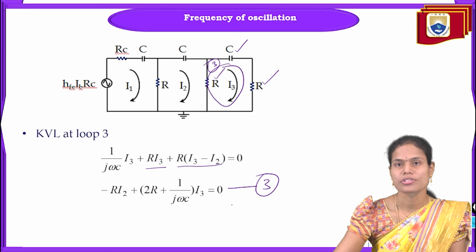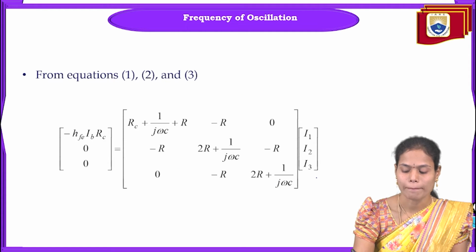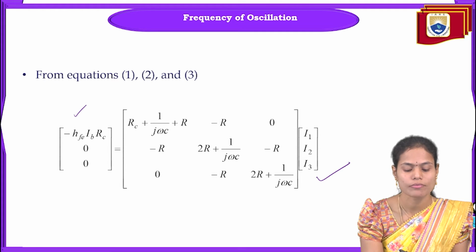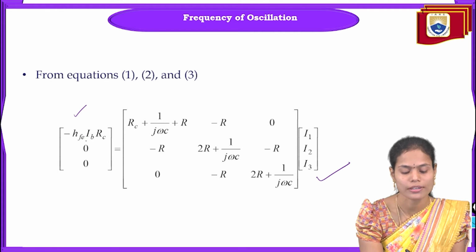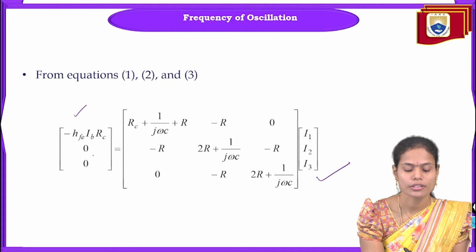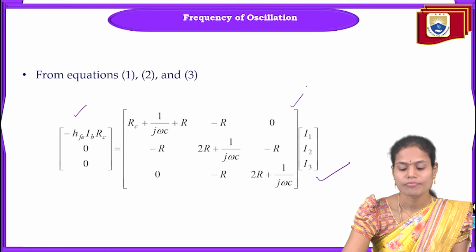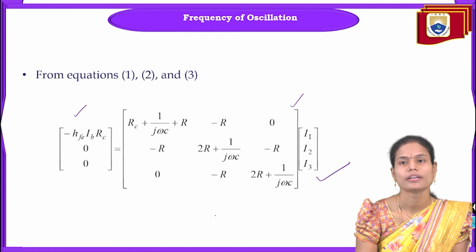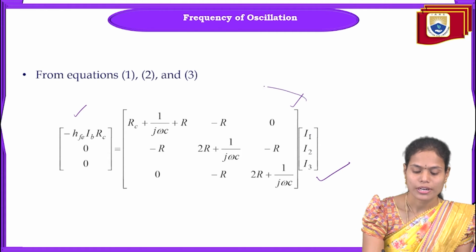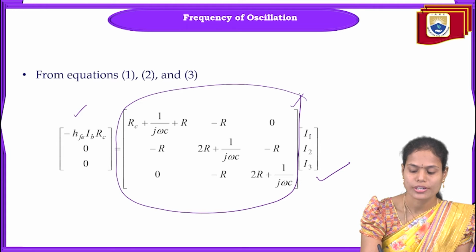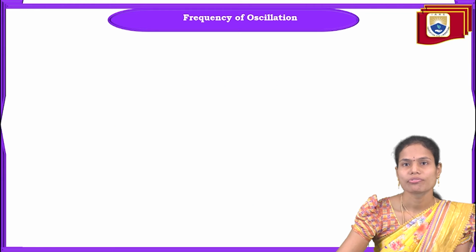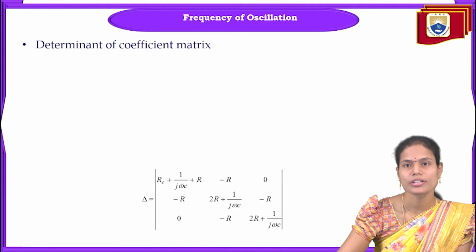So from these three equations, we can write it in matrix form. These are the voltages coming from the three loops. From the first loop only we got minus hfe Ib Rc. From the second and third loops, the values of voltage are 0. And these are the values or coefficients we got from the equations, and I1, I2, I3 are the currents here. So I am considering this particular coefficient matrix here to find the frequency of oscillation. And we have to find the determinant of that coefficient matrix.